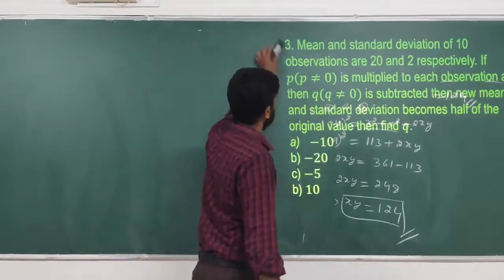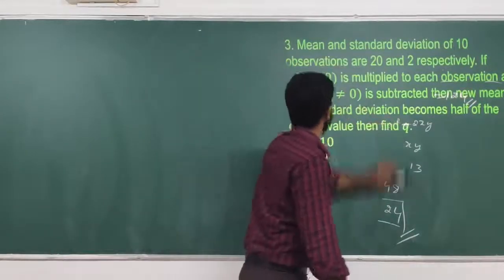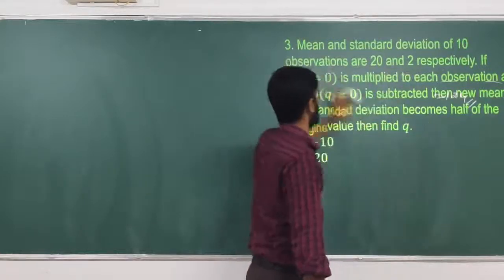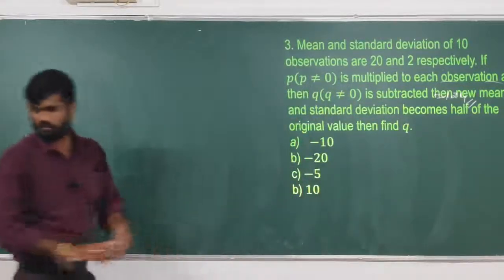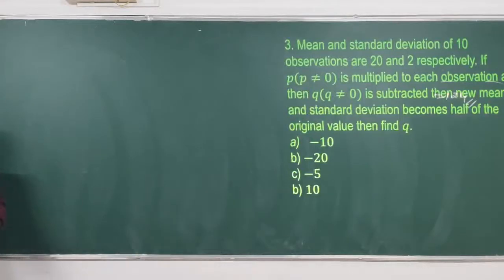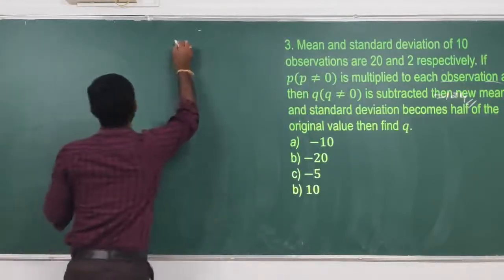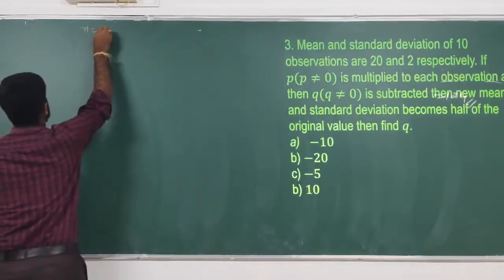Mean and standard deviation of 10 observations. Here the number of observations is 10, that is n is equal to 10. Write down the given data first. So n is 10, the number of observations.